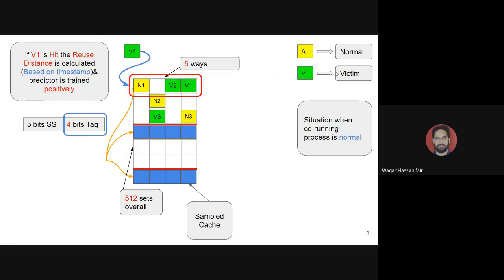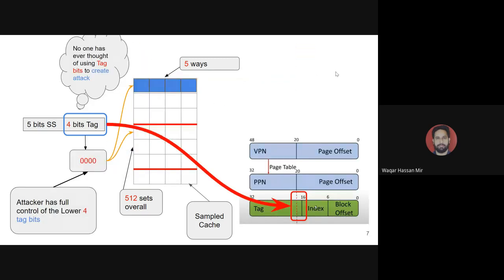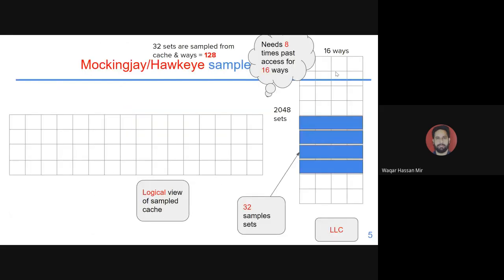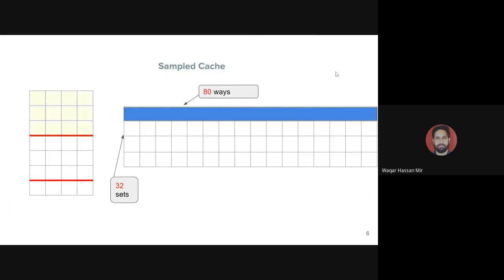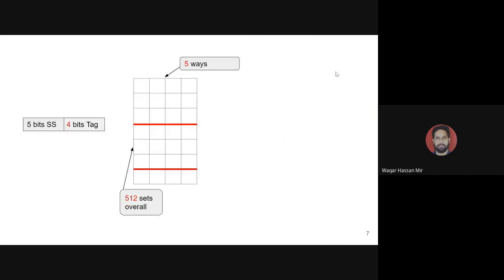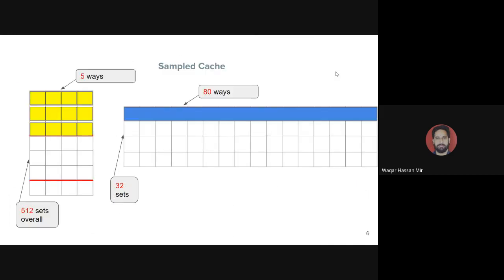Now, even if the application is thrashing, for one sample set there will be this kind of structure, right? So if the application is thrashing, we don't know whether it will go to this set or this set or this set, because the tag bits will be random there, right? So there, only some degradation will be possible.